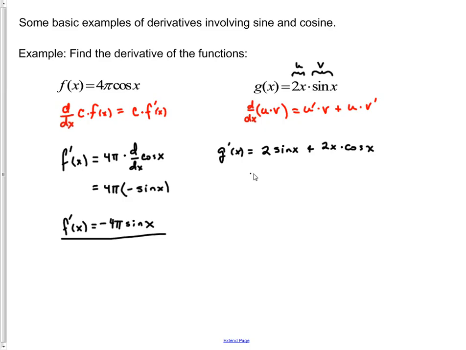Now, there's really not a whole lot else we can do with this other than maybe to factor out 2 from both terms. That's more stylistic at this point than anything else for us. There's maybe other reasons for us to deal with it that way, but in this case, there we are. There's our derivative, 2 sine of x plus 2x cosine of x. So we're done.